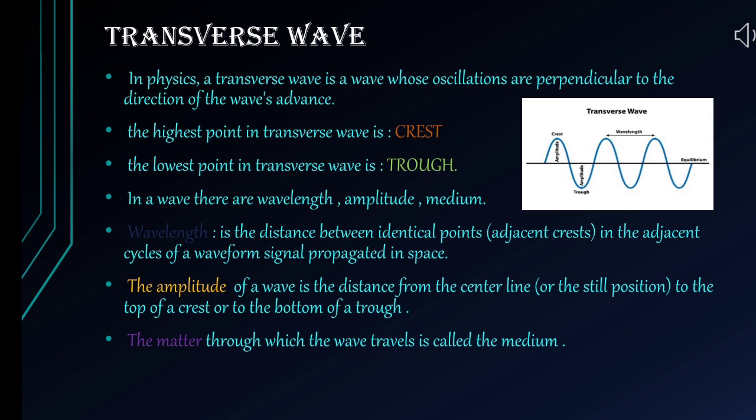Now in a wave there are wavelength, amplitude, and medium. Now what is the wavelength? Wavelength is the distance between identical points like adjacent crests or adjacent troughs in the cycle of a waveform. Now coming to the amplitude. What is an amplitude? The amplitude of a wave is the distance from the center line to the top of a crest or to the bottom of a trough.